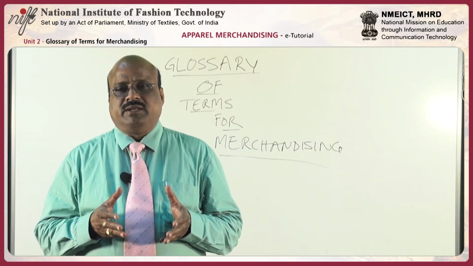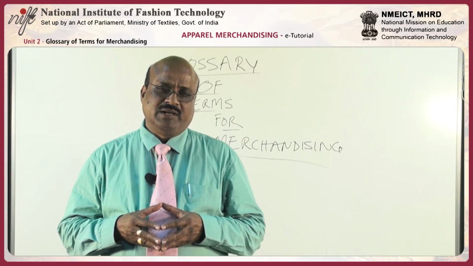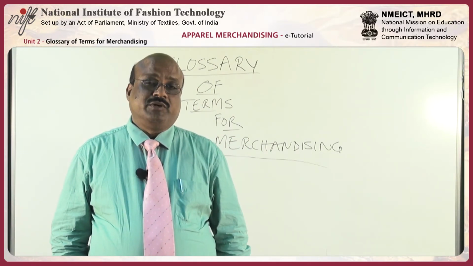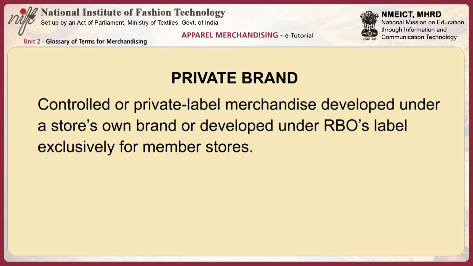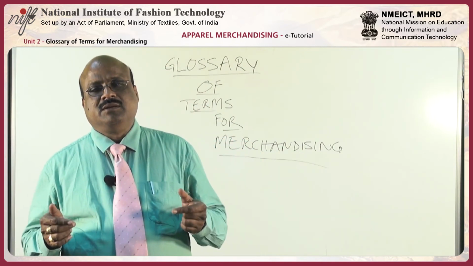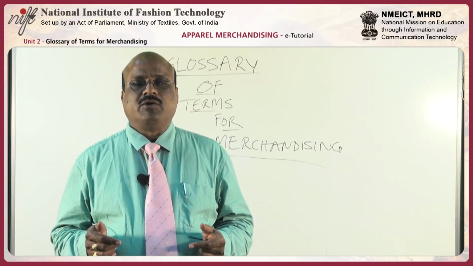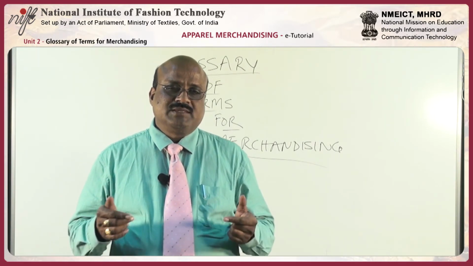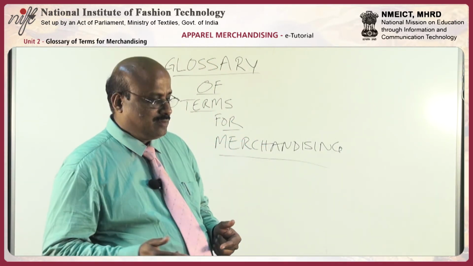The most important next term is private brand, particularly in a retail merchandising context. Private brand is an important term. Private brand is a controlled or private label merchandise developed under the store's own brand or developed under RBO's label exclusively for member stores. So private brand or private label is available with a specific retail store and it is not available in other stores or in the competitor stores. So it is sold exclusively in a particular retailer. So that is called private brand.